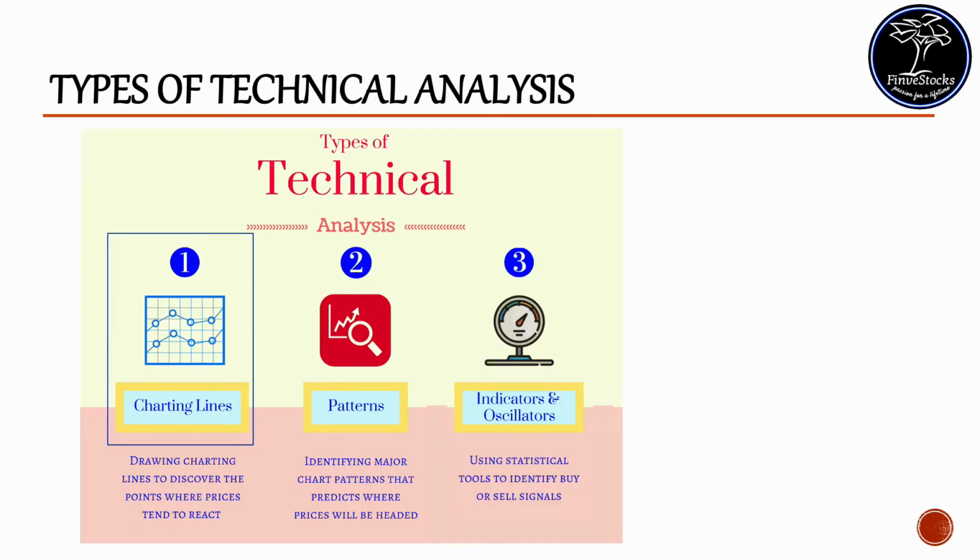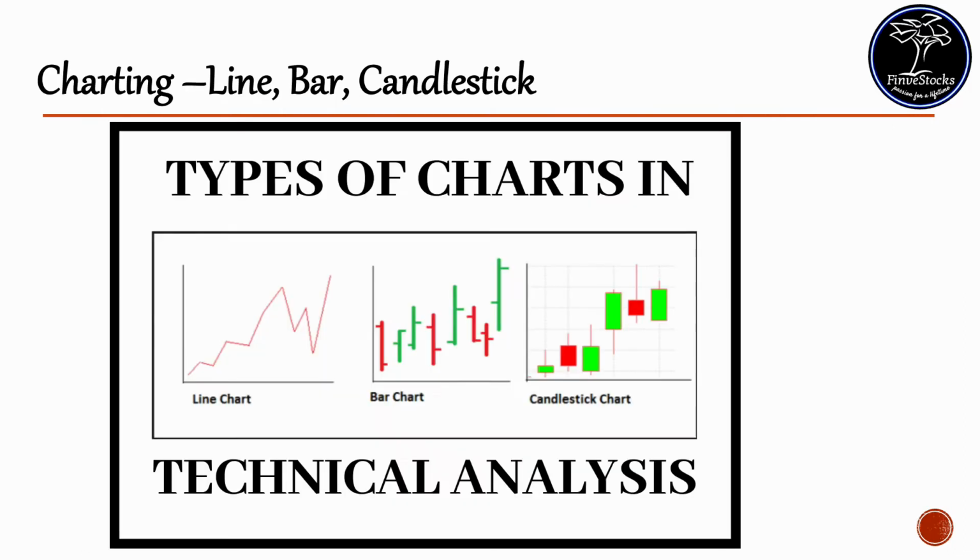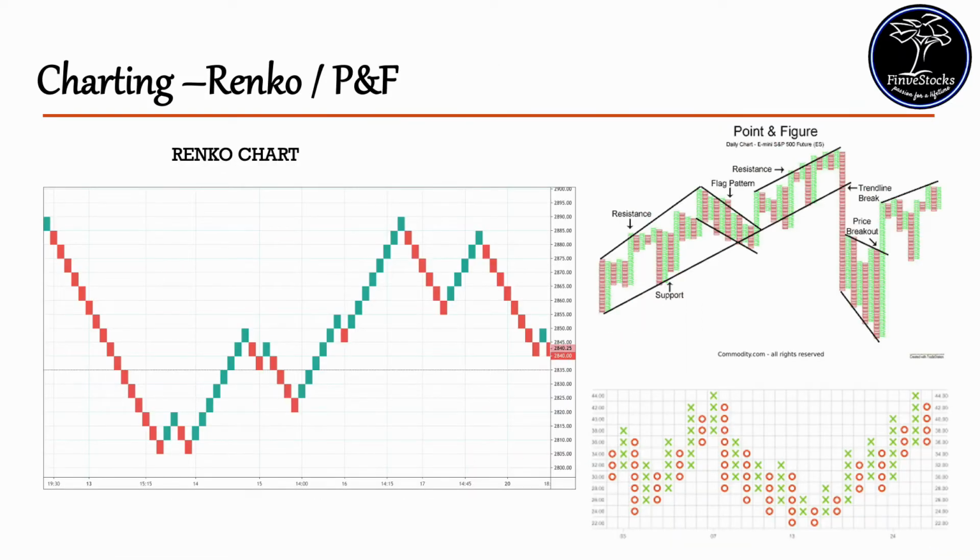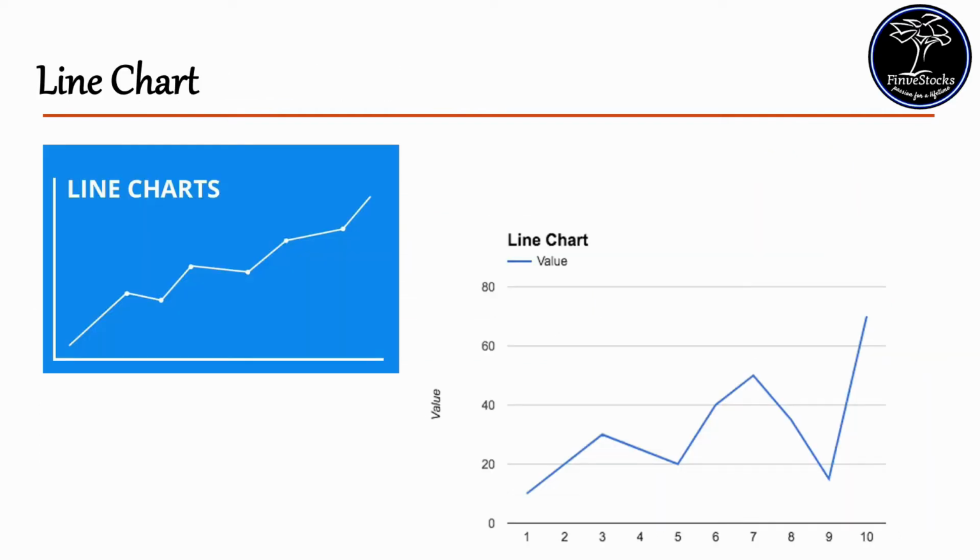What are the different types of charts available? How to use, where to use and when to use. There are different types of chart such as line chart, bar chart, Japanese candlestick chart, Renko chart, P and F chart, that is point and figure chart, etc. Here we will see some simple charts in detail. First one is the line chart and the second one is the candlestick chart.